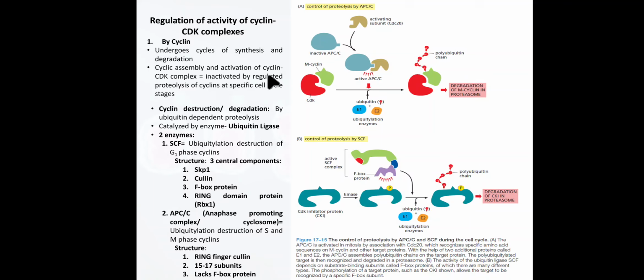Cyclic assembly and activation of the cyclin CDK complex is inactivated by regulated proteolysis of cyclins. Cyclin destruction or degradation is by ubiquitin-dependent proteolysis, which is catalyzed by the enzyme ubiquitin ligase. There are 2 enzymes, but we are now discussing SCF. First one, ubiquitination and destruction of G1 phase cyclin. It has SKP1, Cullin, F box protein components, and also a ring domain protein, that is RBX1.